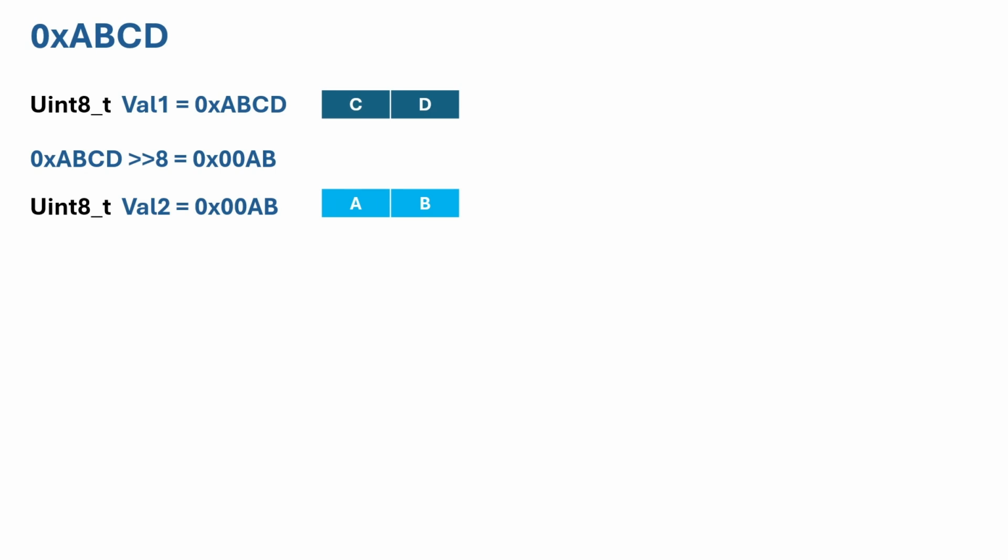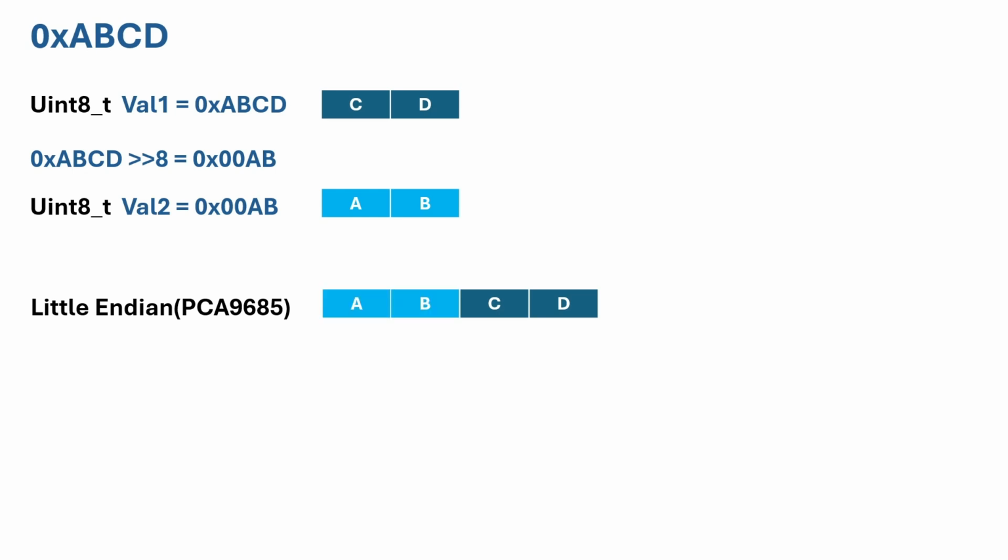I2C is a first in, first out protocol, which means the first value sent is the first value received. So we're going to send value 1 first to a PCA, which is little endian. So it's going to receive DC. And after that, we're going to send value 2, BA. And at the end, we have our A, B, C, D in the right order.